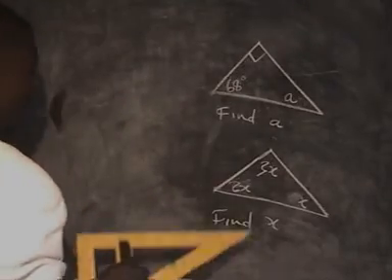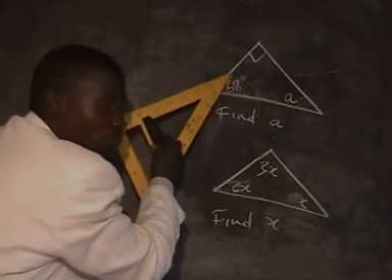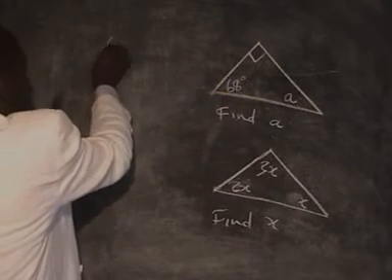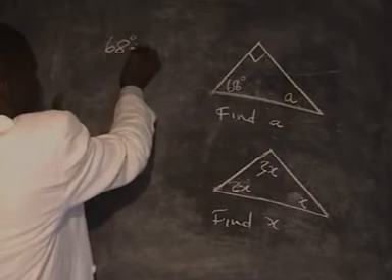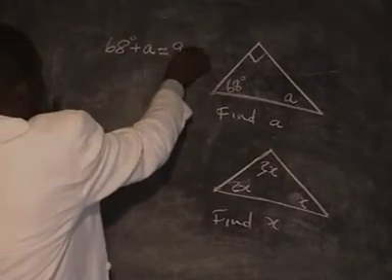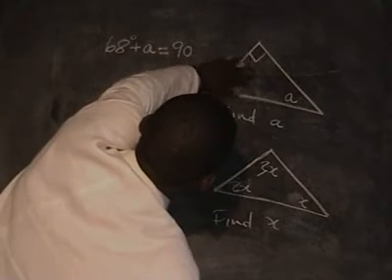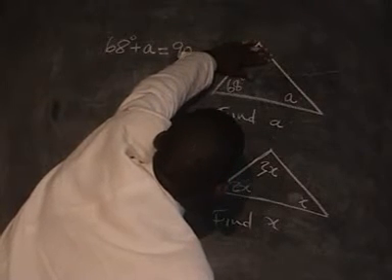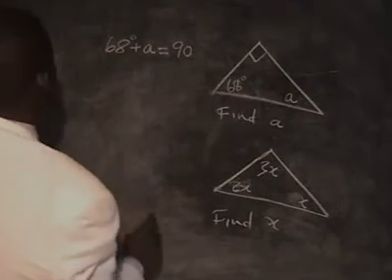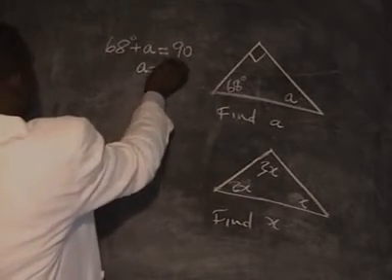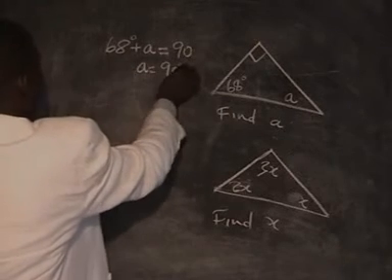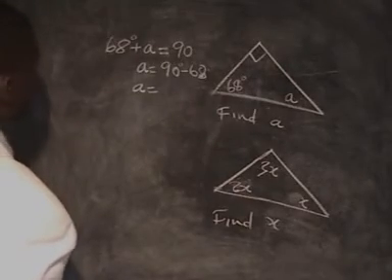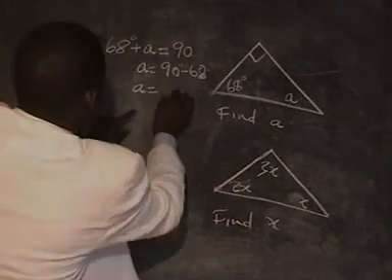Method one, identifying that it is a right angled triangle. Since it is a right angled triangle, what you have to do is that 68 degrees plus angle A is equal to 90 degrees. This is because the three angles add up to 180. I subtract 90 from 180, and the remaining angle sum is 90. So this and that add up to 90 degrees. That is method one. So A is equal to 90 degrees minus 68. Mind you, this is 10 minus 8, it is 2.